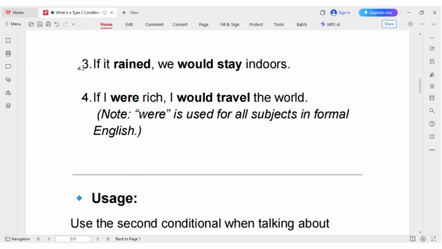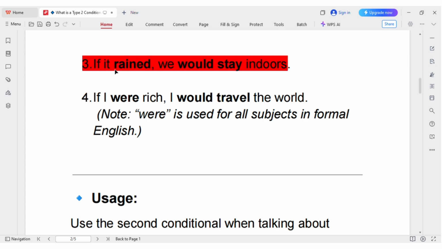More examples here. If it rained, we would stay indoors. Now you can see if clause is in past simple and the main clause is in would. In all main clauses there will be would, should, could, might.